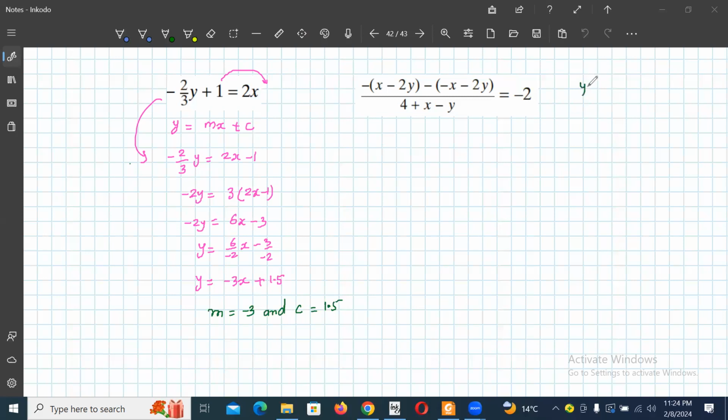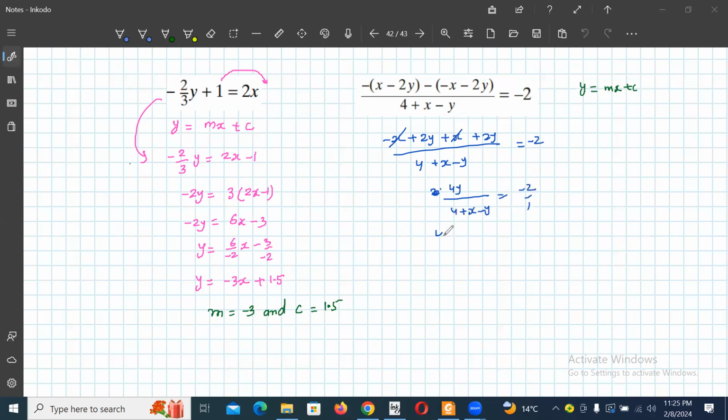And now we will try one more question related to this. Remember that our goal is to make y the subject, y is equal to mx plus c. First we can simplify the numerator by multiplying minus inside. So it would be minus x minus minus plus 2y, so plus x plus 2y over 4 plus x minus y is equal to minus 2. Here minus x plus x cancel. So 2 plus 2y, we can add like terms in algebra, so 2 plus 2, 4y over 4 plus x minus y is equal to minus 2.